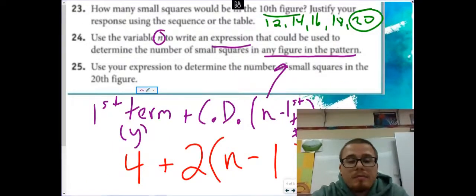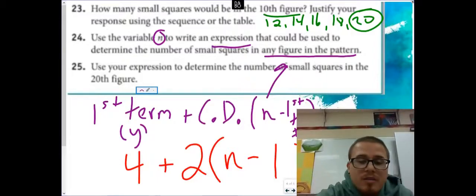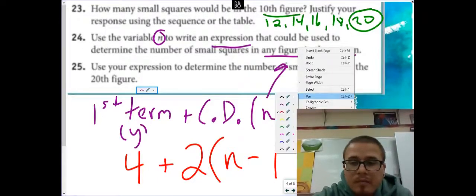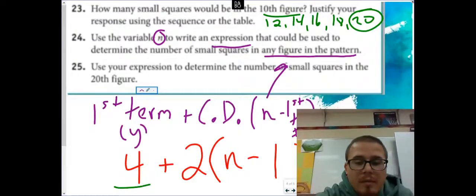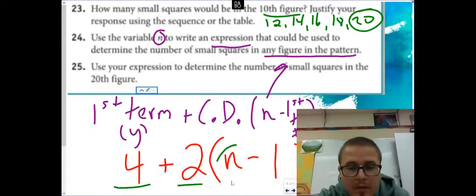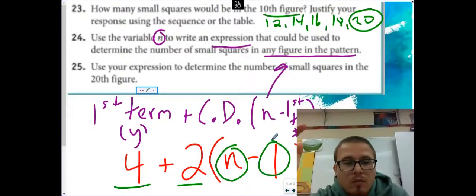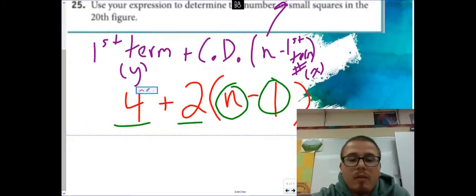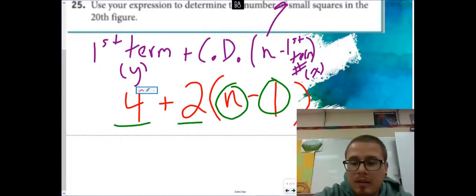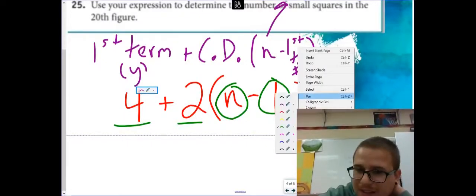That's my expression. I have my first term, which is 4. Let's change the color. I have my common difference, which is 2. My placeholder for any figure number that I'm going to look for, and then 1. So we should be able to do 25 right now. Now, what I want you to realize is the connection to the expression in the table.